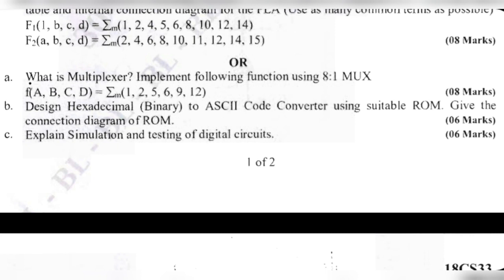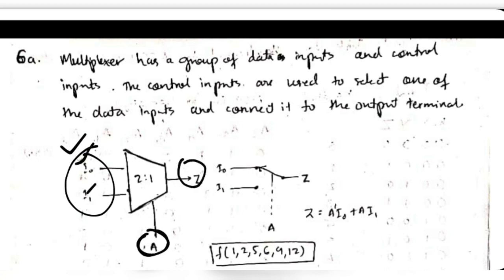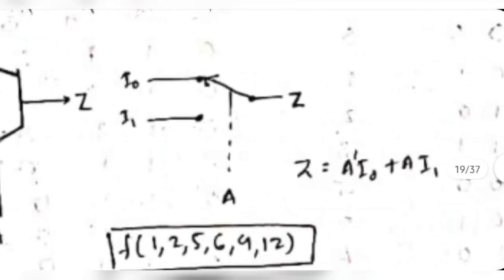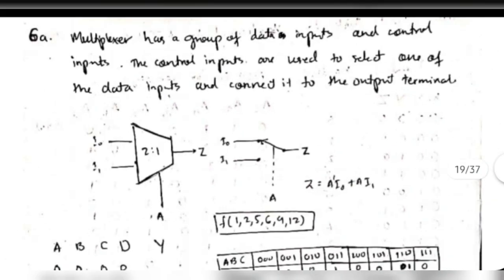In the next question we have been asked what a multiplexer is and to implement the following using an 8:1 mux. This is the function which they have given. So let's see how to do that. Firstly, a multiplexer has a group of inputs. These are the inputs and this is the control input. What this control input does is select either this or this for the output. See here, the internal diagram of this is this. A has the control to select either I0 or I1 to this output. And this can switch between I1 or I0 for the final output. That is known as a multiplexer.